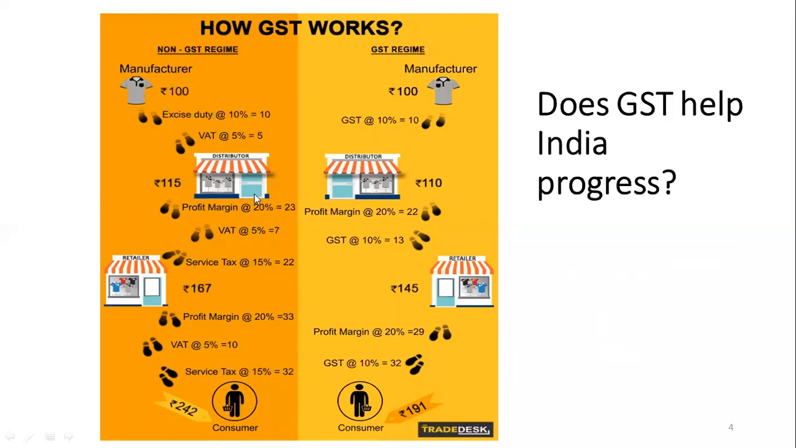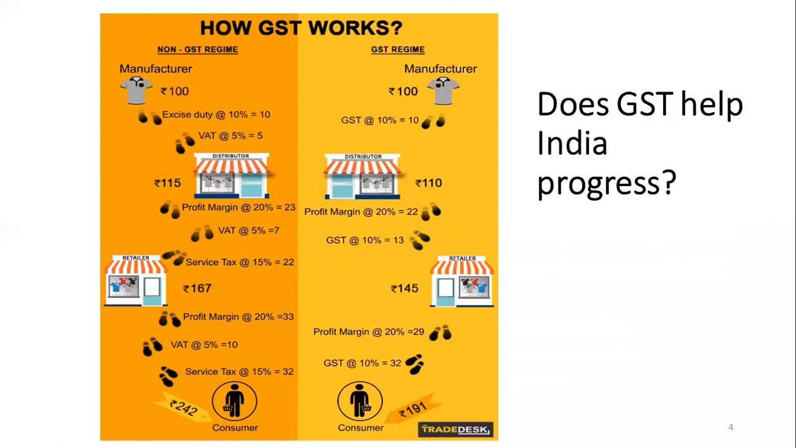It's such a kind of product. I assume that we are implementing both the VAT and some service items are included there. So there is service tax 15%. So 115 plus 23 plus 7 plus 22 goes to 167, which is the actual purchase price of the retailer.